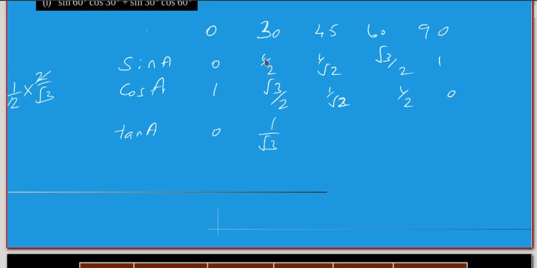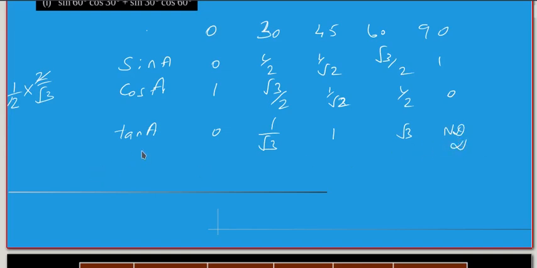Understood? When we divide these two numbers, both have the same denominator, so the denominator gets cancelled and only the numerator values remain: 1 divided by root 3. In the same way, tan 45 is 1 divided by 1, which is 1 itself. For tan 60, the denominators are the same and cancel, so the numerator root 3 by 1 is root 3 itself. For tan 90, it is 1 divided by 0. Anything divided by 0 is not defined, or we can say infinity.